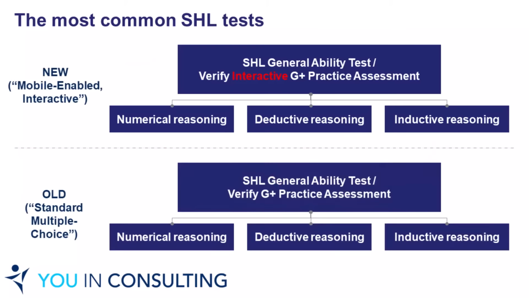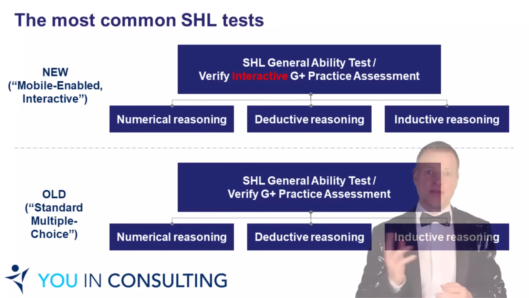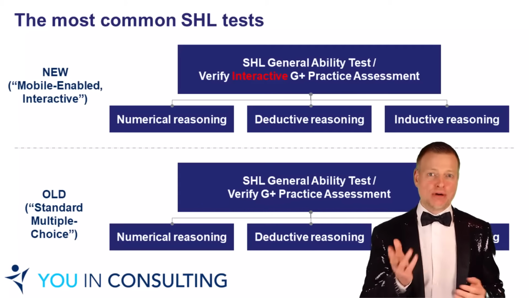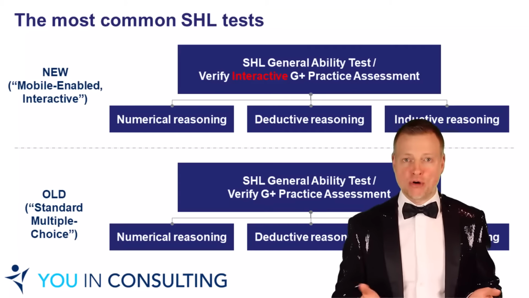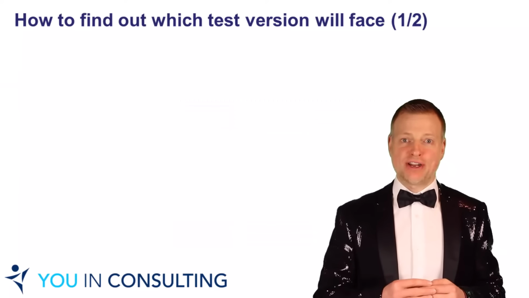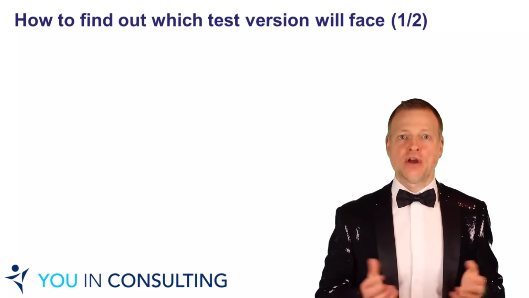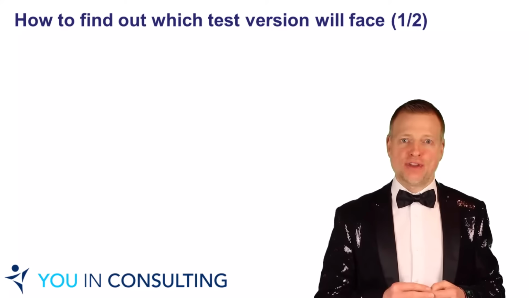The older General Ability Test, or Verify G+ Practice Assessment, is a standard multiple choice test. The newer General Ability Test, or Verify Interactive G+ Practice Assessment, is claimed to be more interactive and can also be taken on a mobile. In order to verify that you are indeed asked to take a next generation General Ability Test or reasoning test, there are a number of things you can do.